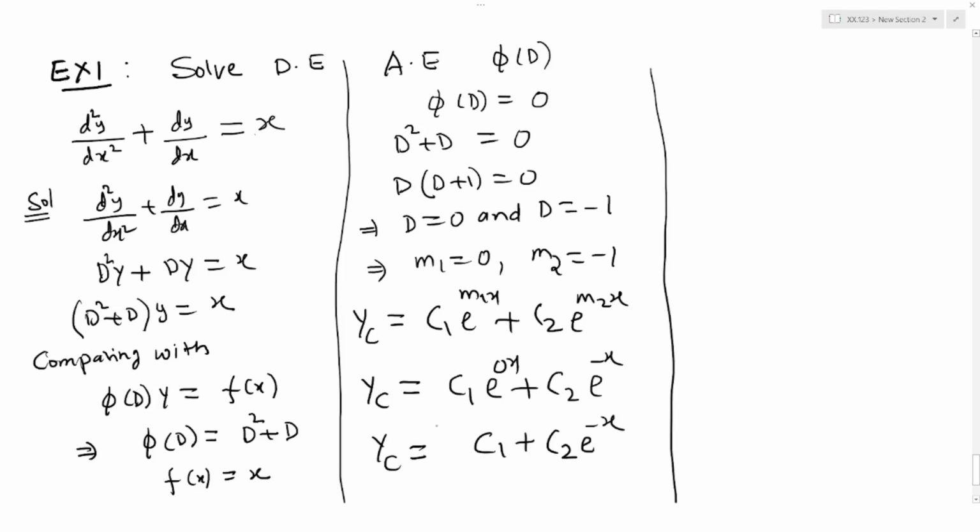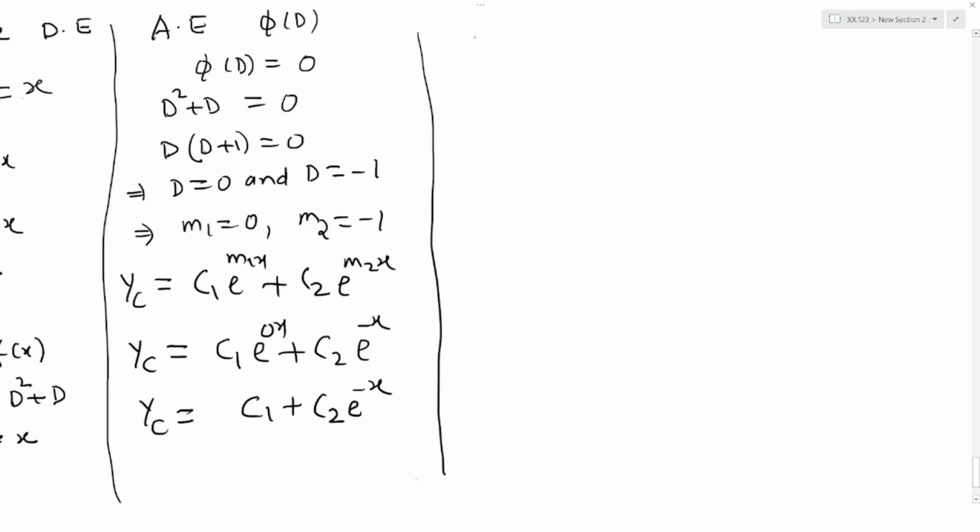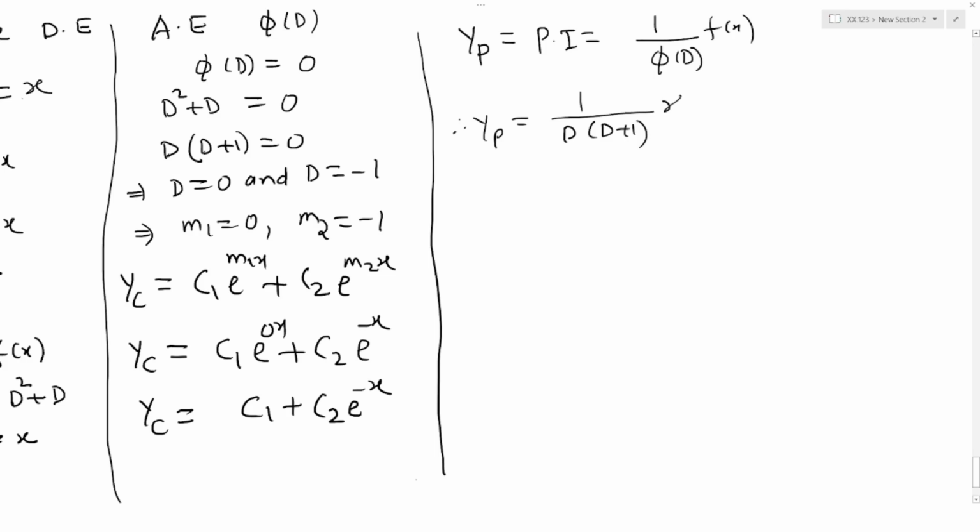Now we need to find yp, nothing but the particular integral. So what is the formula for yp? The particular integral is given by 1 upon phi of D into f of x. Therefore yp equals 1 upon phi of D, that is D into (D plus 1), into f of x. f of x is nothing but x here. So yp equals 1 upon D into (D plus 1) into x.